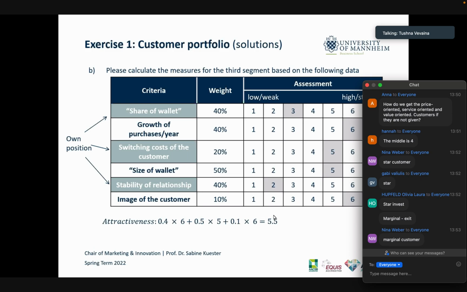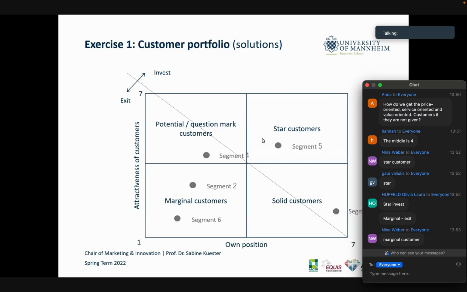And that's a 5.5. And similarly, for own position, you have a weight of 40% and share of wallet. So 0.4 into 3 plus 0.2 into 5 plus 0.4 into 2. And you get a value of 3. Is this clear so far for everyone? Okay, I'm taking that as a yes.